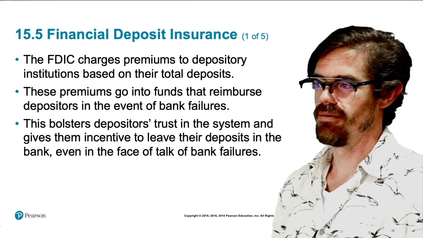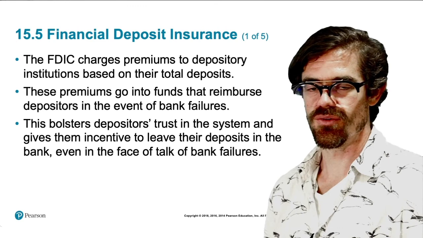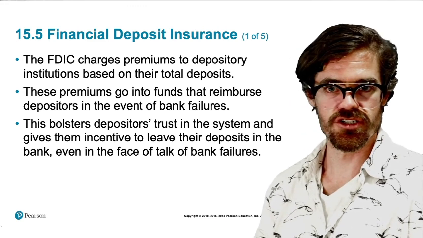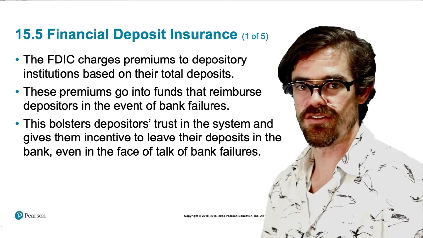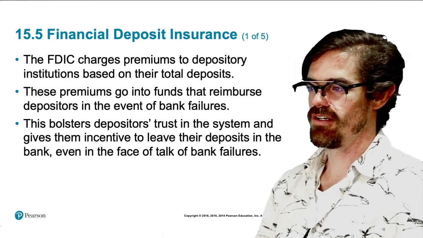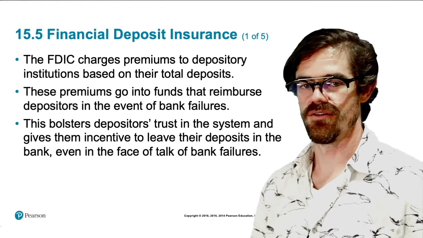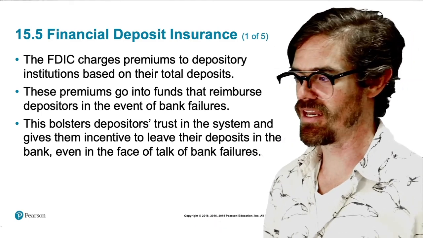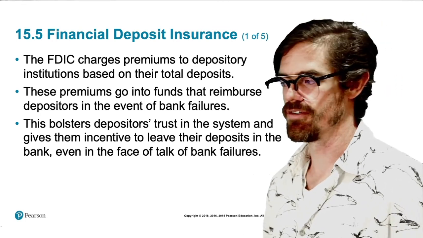The way that it works is that the FDIC basically charges premiums, or monthly charges, to banks, kind of like you have to pay car insurance, right? You pay premiums every month for your car insurance. The banks do the same thing for FDIC insurance. Those premiums go into a fund that will reimburse depositors in the event of a bank failure. So again, the whole point of this is to boost your confidence and your trust in the banking system so that you don't run to the bank and cause a banking failure.